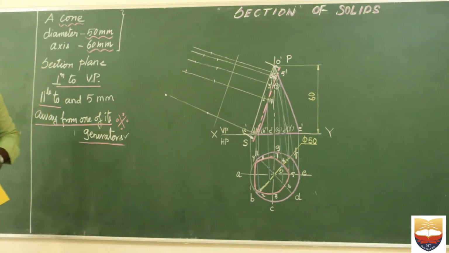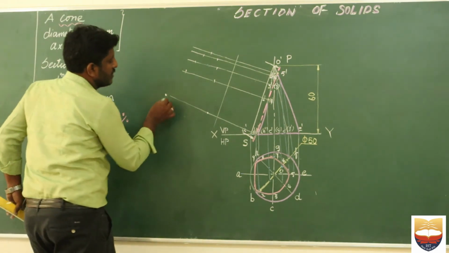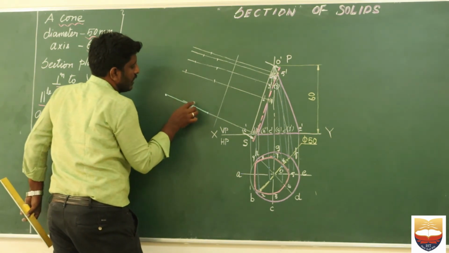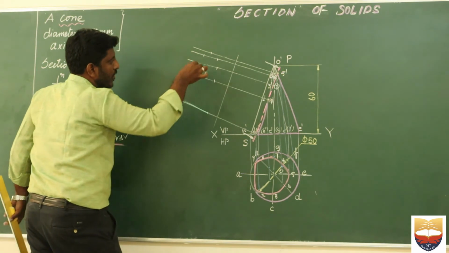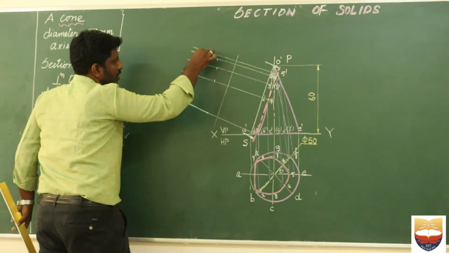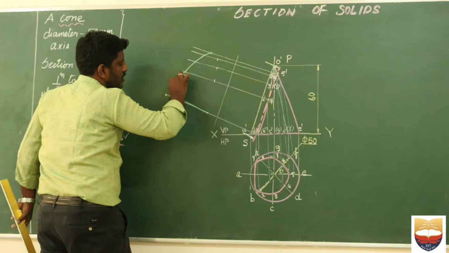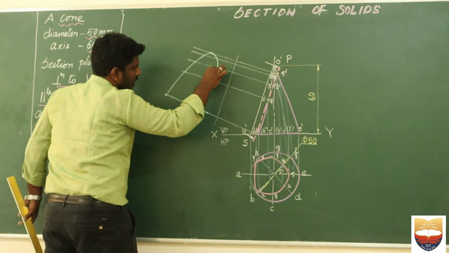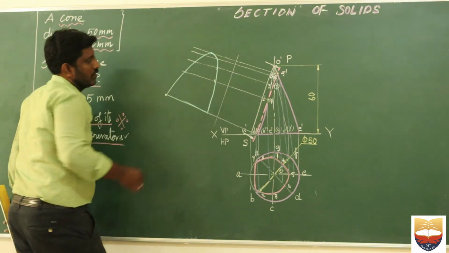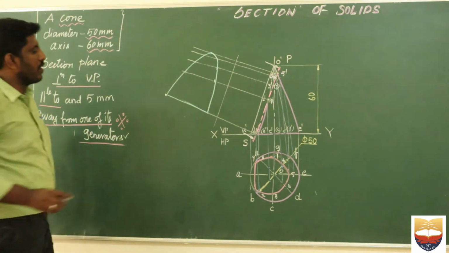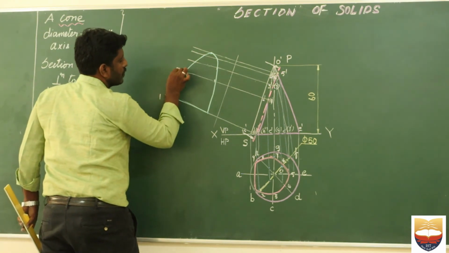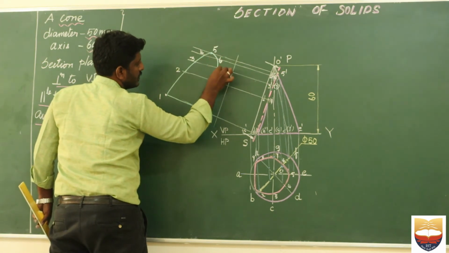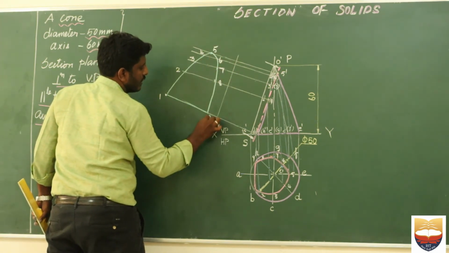If I try to connect it, first let me join this and this. Then use your French curve and try to complete the curve. With that I have completed the true shape of the problem, where this is point number 1, 2, 3, 4, 5, 6, 7, 8 and 9.